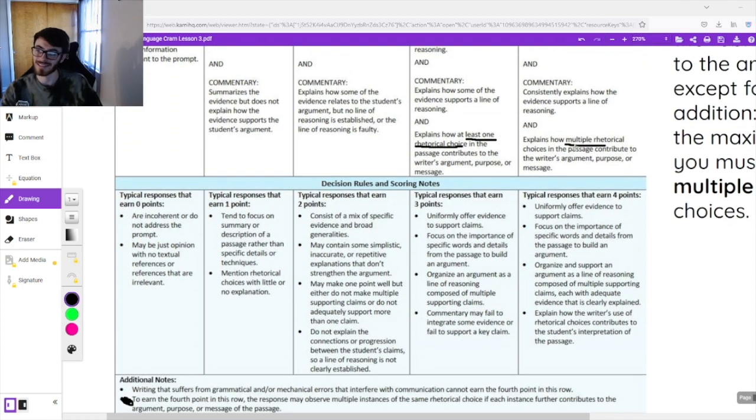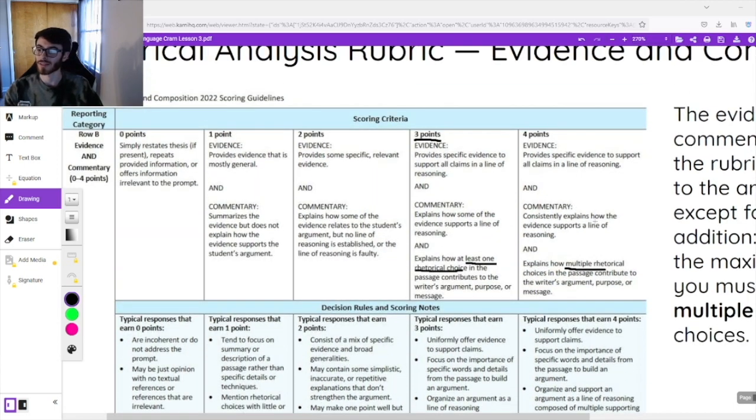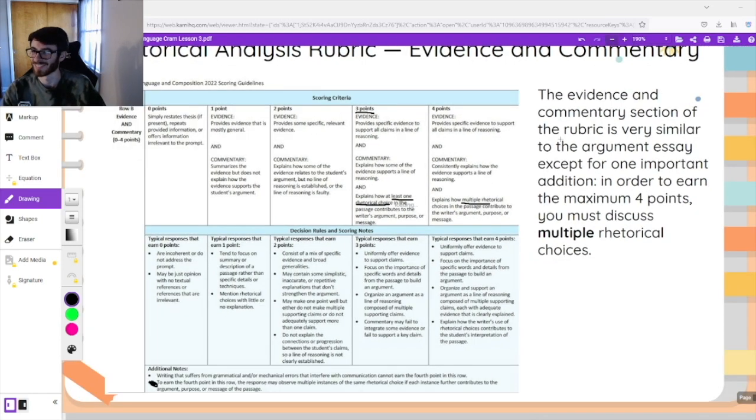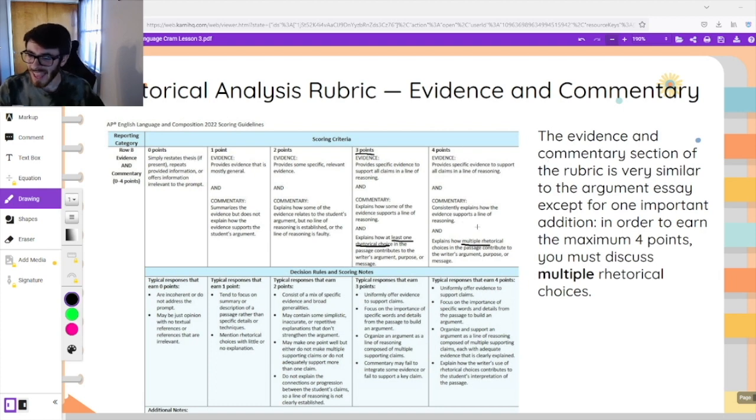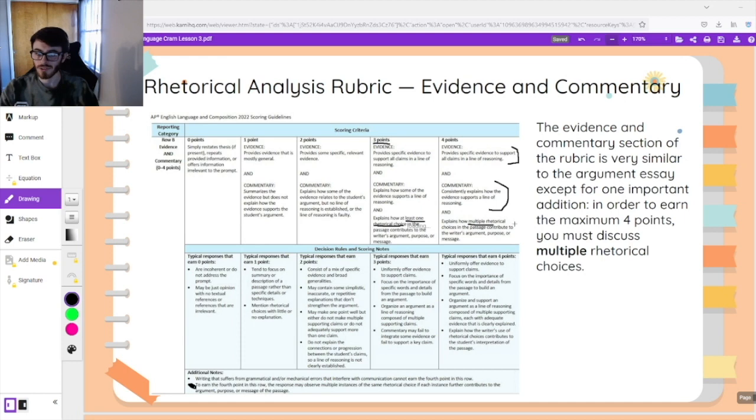Even though it's multiple instances of the same choice, you just have to make sure you're talking about more than just one thing. The recommendation here would be to do 3 and have each of your body paragraphs focus on one choice. But regardless of what you do, definitely has to be more than one choice that you analyze in your essay if you want to get all of the points, which you should. You should want to get all the points. And the rest of it is the same, right? Provide specific evidence to support all claims in a line of reasoning, consistently explains how the evidence supports a line of reasoning. That's the same as what we've already talked about.